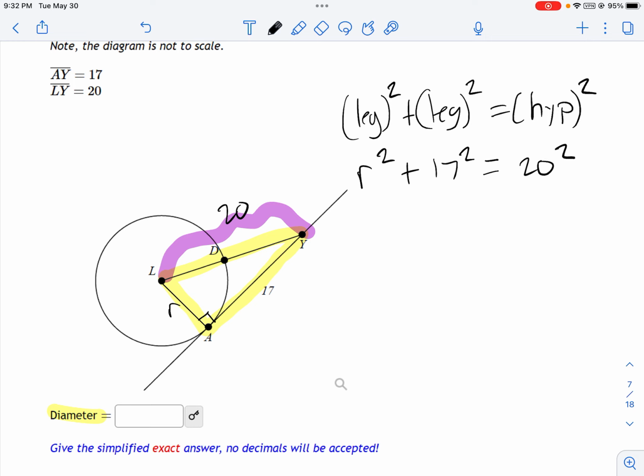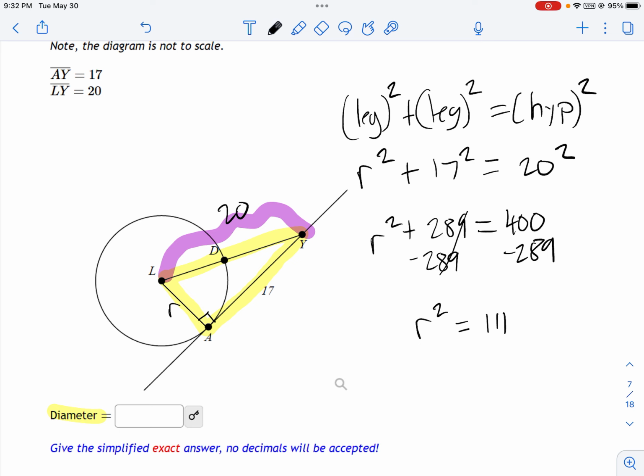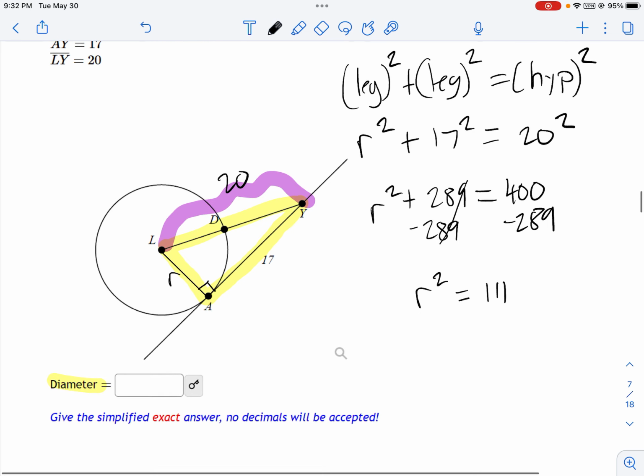Then from there, just start evaluating those numbers. 17 squared is 289, 20 squared is 400, and then you have r squared plus 289 equals 400. Subtract that 289 to the other side. When we do, we get r squared equals 111. Not quite there yet. Finish by undoing the square with the square root.